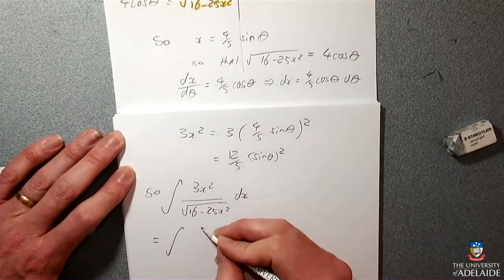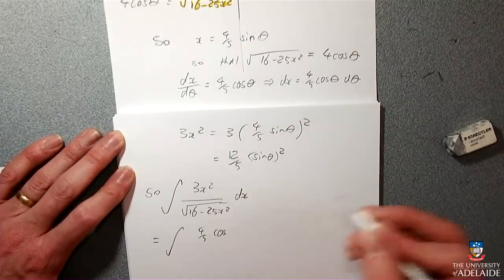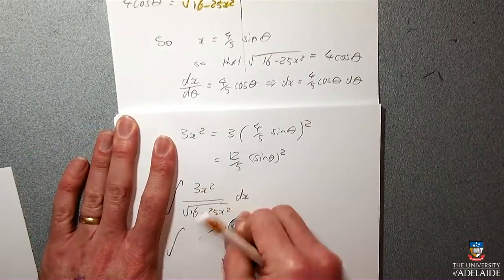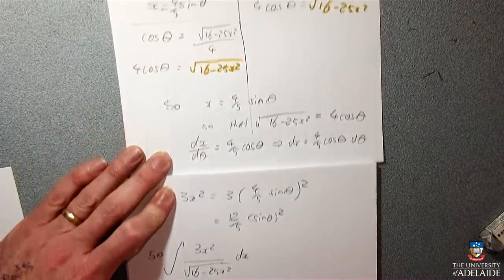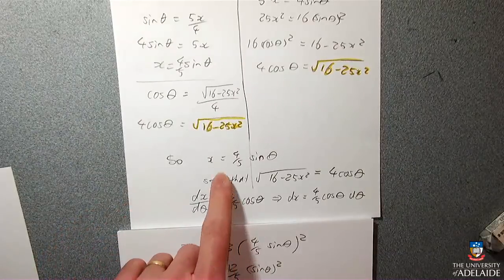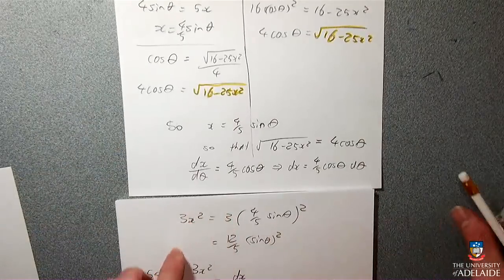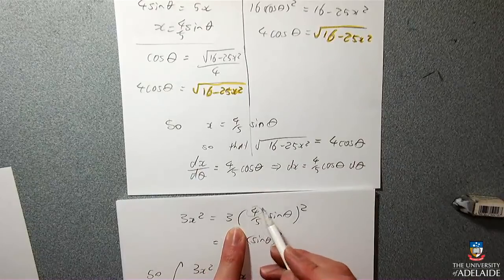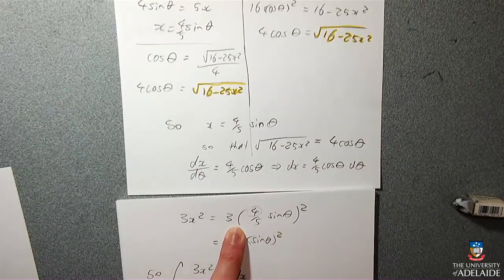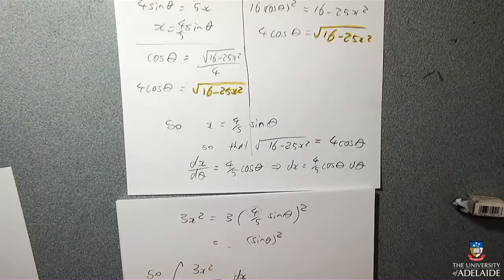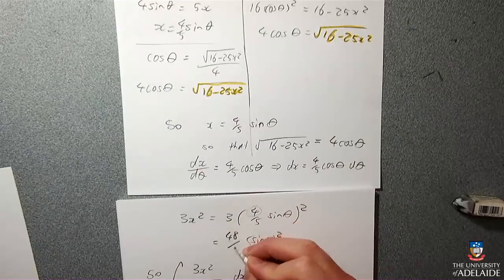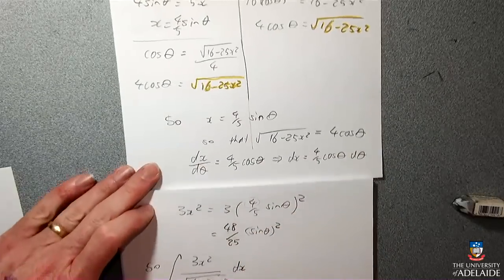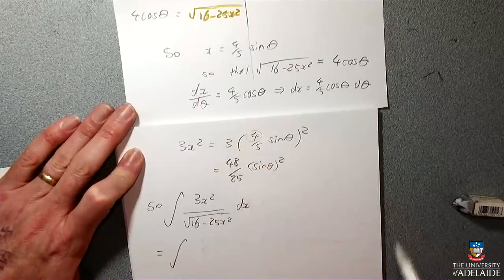So the 3x squared became 4/5 of... should it be 48 on 25 instead of 12 on 5? Where are we? Top of the second page. There. We should totally be squaring that 4, shouldn't we? Well done. Thank you. Told you to interrupt me. So that 4 squared would be 16, and we need 3 times 16. So 48. Squared the sine but not the number.